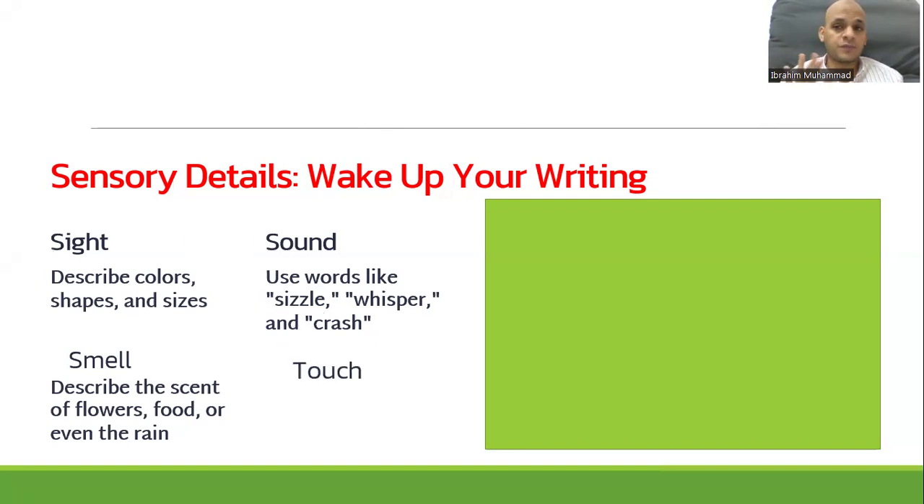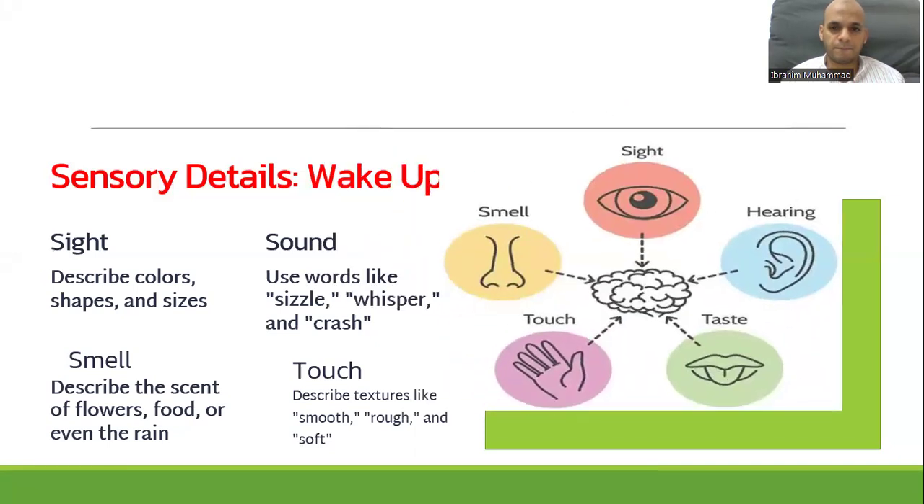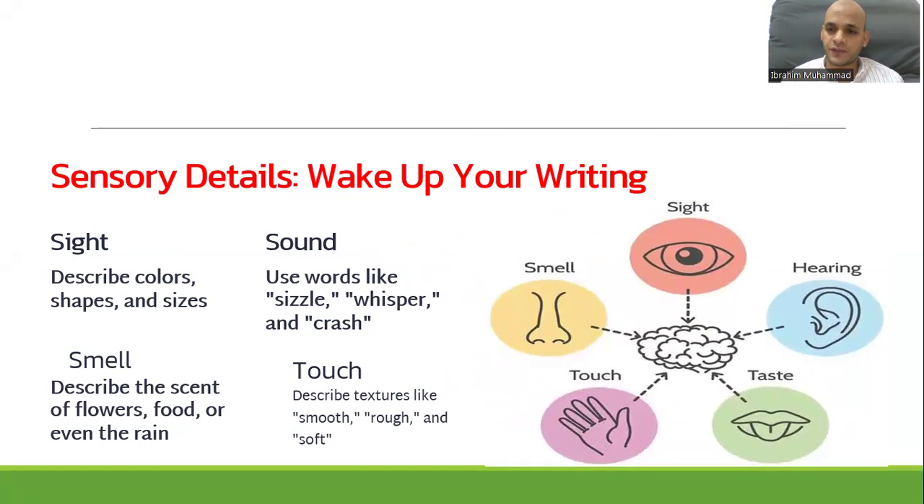You can also use the touch. Describe textures like smooth, like rough, like soft, and all of this. So when you use more sensory details in your writing, it gives clear picture to your writings. These are the five senses that we have to bear in mind when we use descriptive writing.